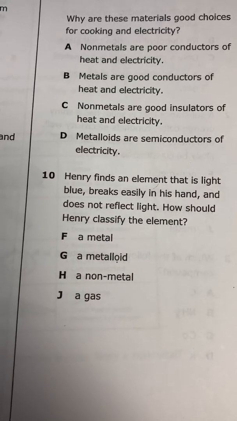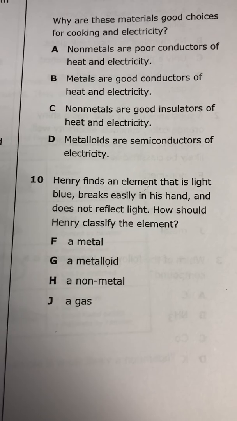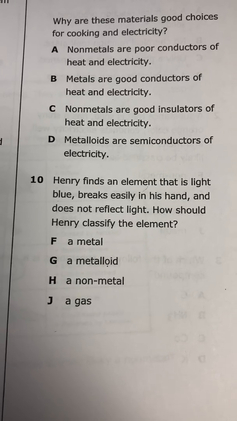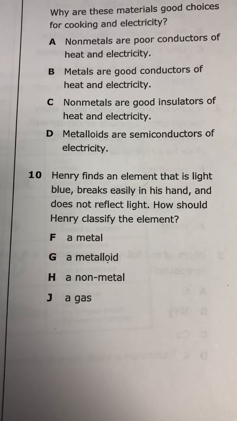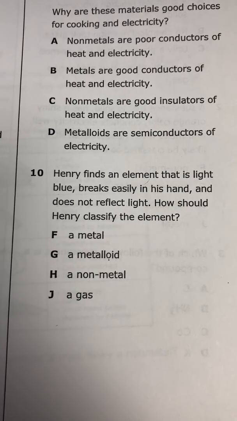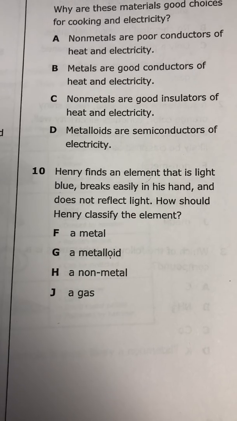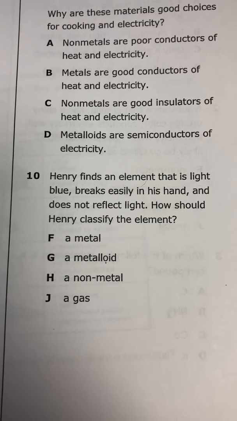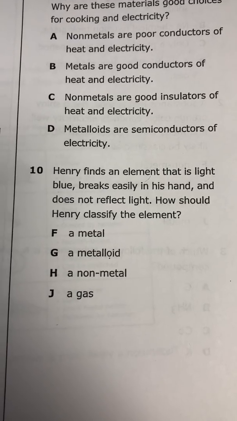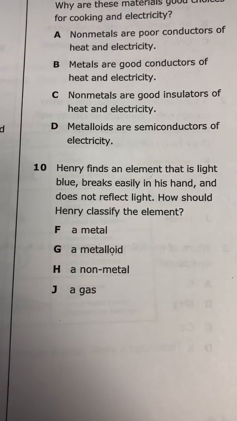Number 10. Henry finds an element that is light blue, breaks easily in his hand, and does not reflect light. How should Henry classify the element? F, a metal. G, a metalloid. H, a nonmetal. J, a gas.